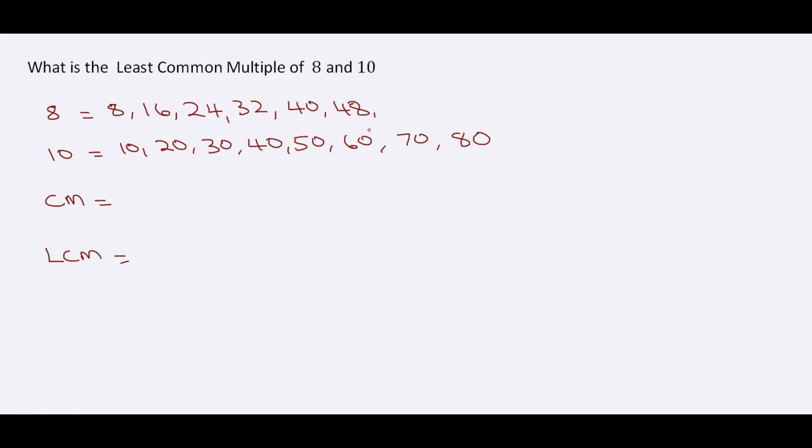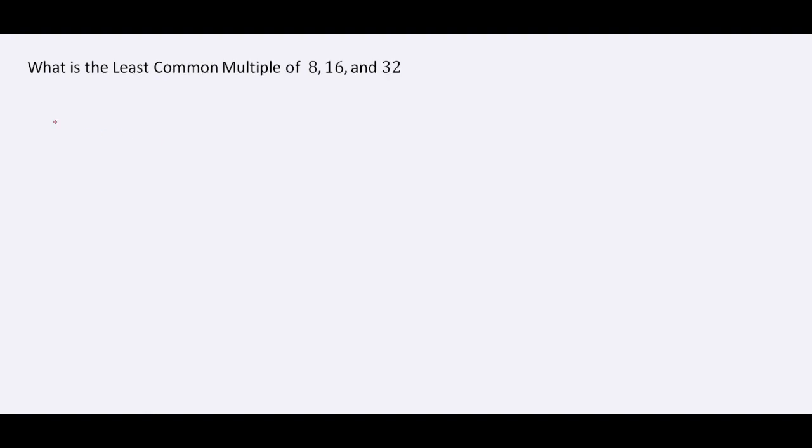Okay, so let's go a bit more for 8. So 48, by 7 we have 56, by 8 we have 64, by 9, 72, by 10 we have 80. So if we look here, our common multiples are 40 and 80. Of these numbers the smaller one is 40. So our least common multiple is 40.